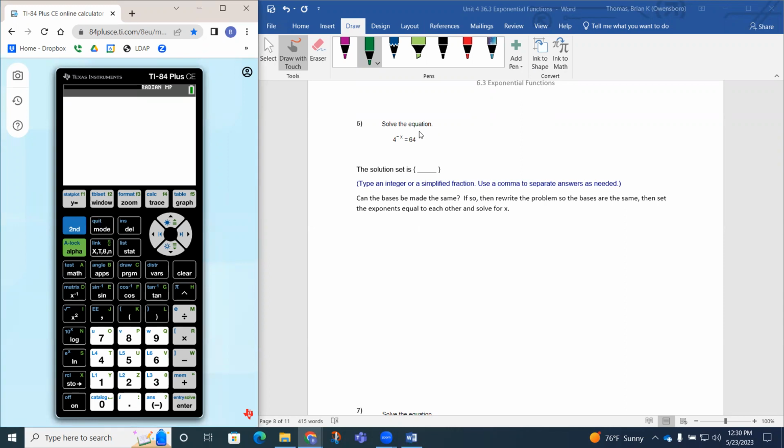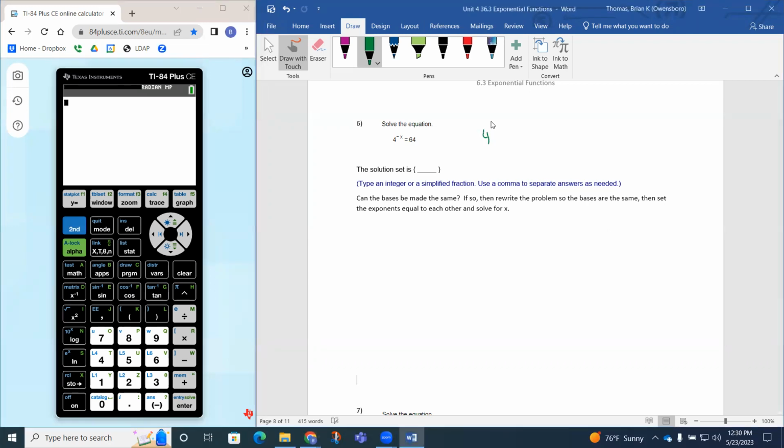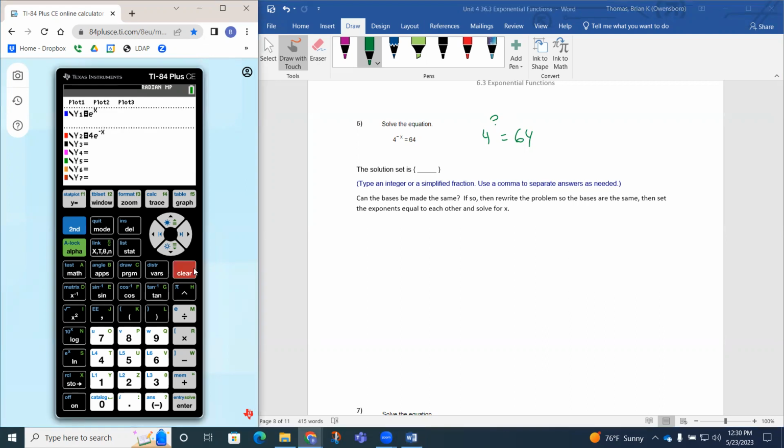So if I have 4 to the negative x equals 64, one of the strategies is, can the bases be made the same? Notice how this base is a 4. Can I write 64 to have a base of some value? Can 4 to some power give me 64? If I use my calculator, I type in 4 to the x, and this can make me a quick table where I'm putting the exponents in for x.